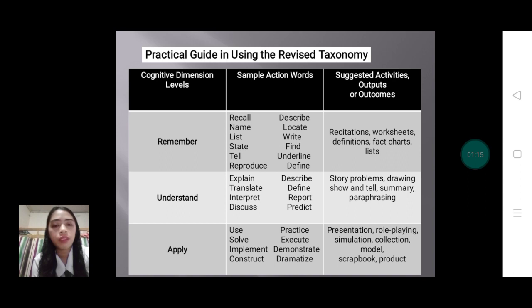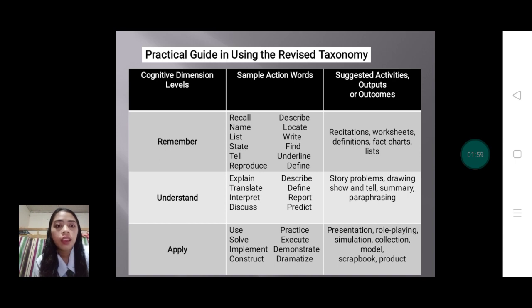First, in the cognitive dimension, the level is to remember. This is recalling information. There are sample action words that you could use: recall, name, list, state, tell, reproduce, describe, locate, write, find, underline, and define. Some activities are citations, worksheets, definitions, fact charts, and lists. For example, list those characters in the Bible so that the student will remember those characters. In that way, you could make your plan better.